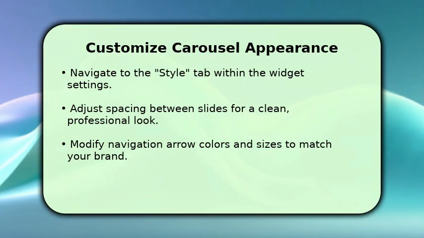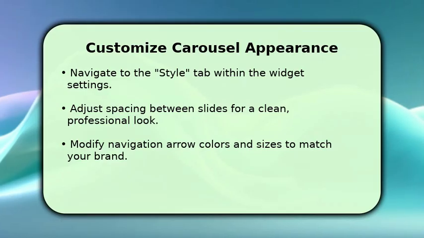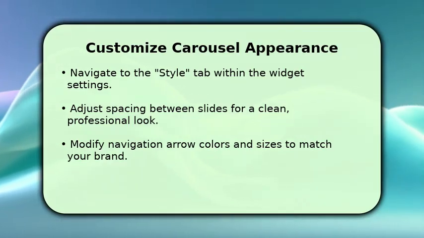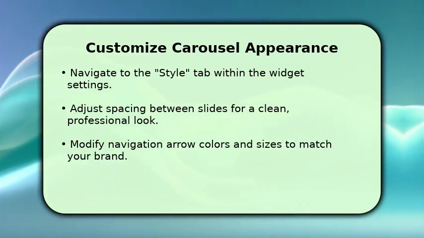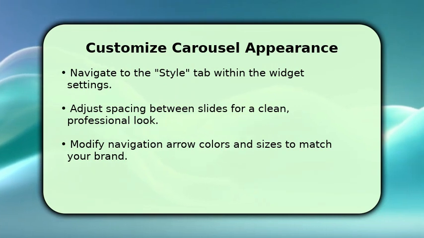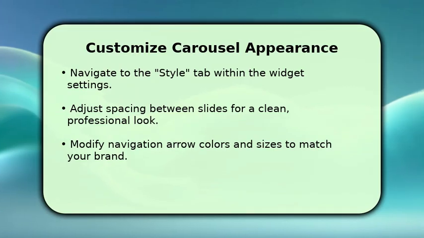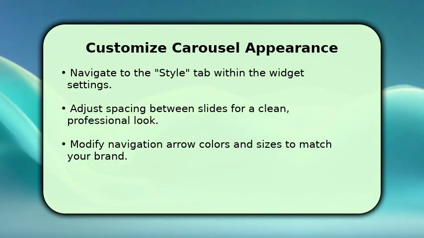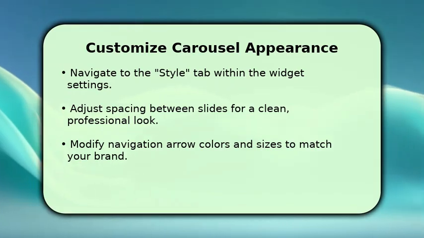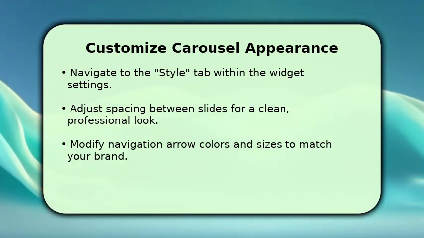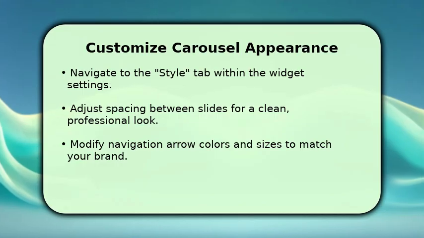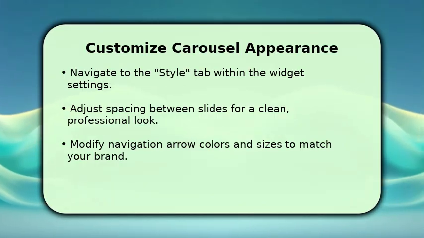With your videos in place, it's time to refine the carousel's appearance. Head over to the Style tab in the widget settings. Here, you can fine-tune elements like the spacing between your video slides, ensuring a polished presentation. Customize the navigation arrows by changing their color, size, and position to align with your website's design. A subtle border or shadow can also add a touch of sophistication.